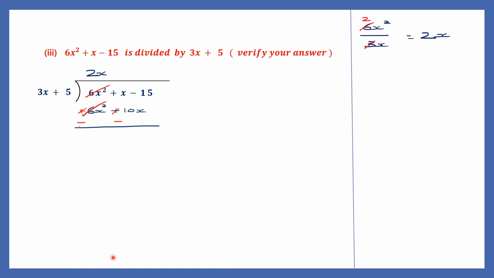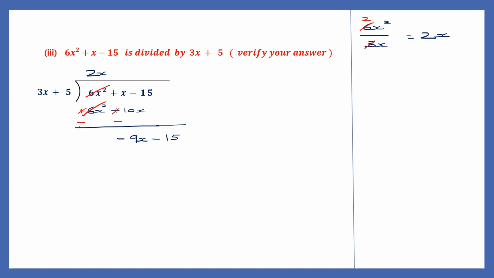Now here what do we have? We have 1x and 10x minus. Sign of the bigger number is minus. So let's put that. Now subtract. 10 minus 1 is 9. So that's 9x, and bring down the next term, which is minus 15. So 9x minus 15. So here again, let's take the first term and divide it by the first term here.